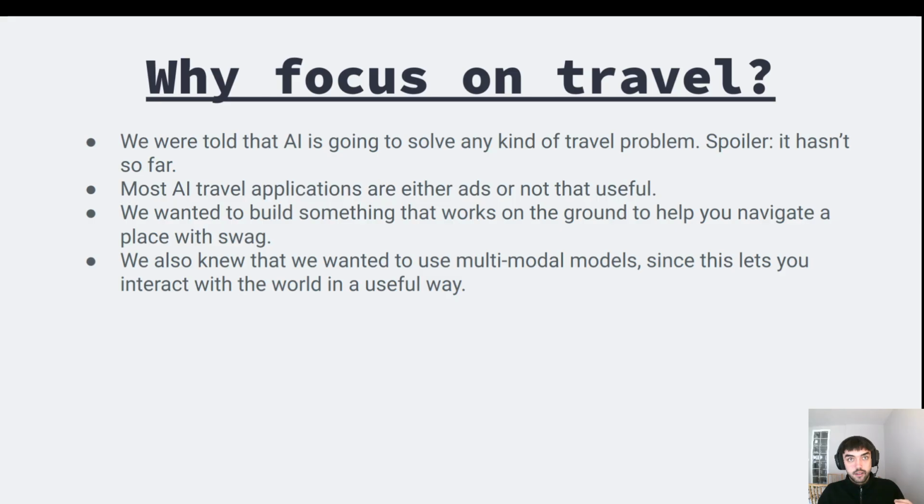And I think that most AI travel applications, at least the ones that are highly rated, are either ads or not that useful. So we wanted to build something that works on the ground to help you navigate a place with SwAG. And we also knew that we wanted to use multimodal models, since this lets the model interact with the world in the same way that you do, reducing that cognitive gap. So I think that's really important to take into account.